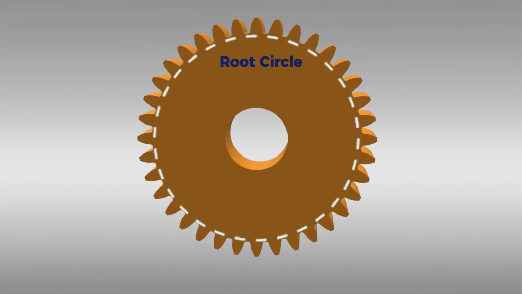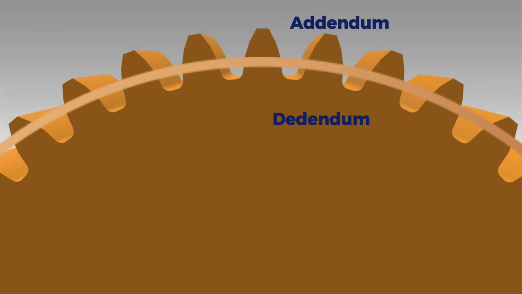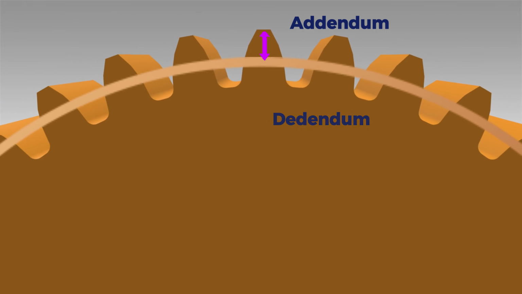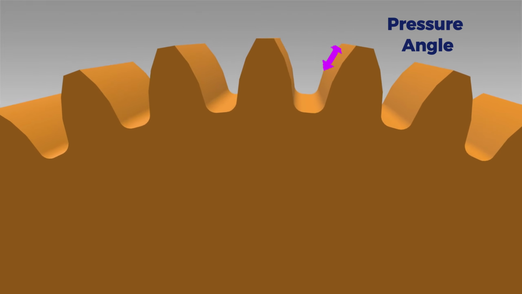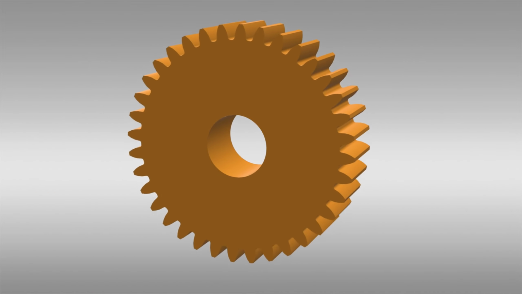Root circle is the base of the teeth. Addendum and dedendum: these are the tooth height above and below the pitch circle. Pressure angle: the angle of tooth engagement, which affects load transfer.